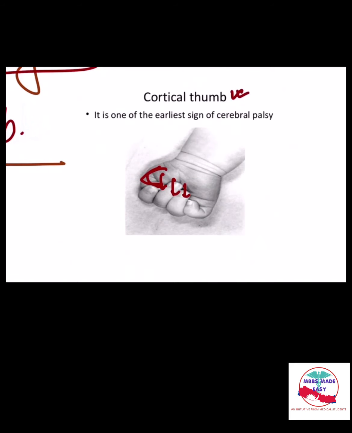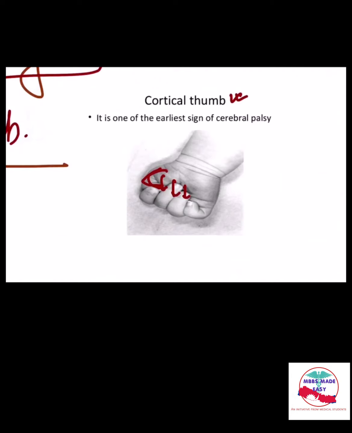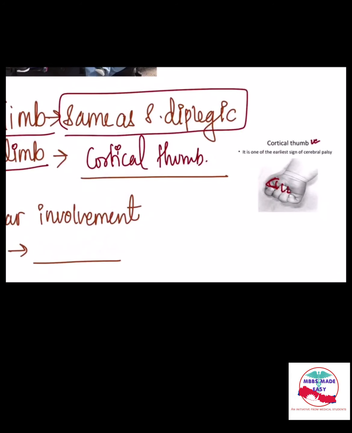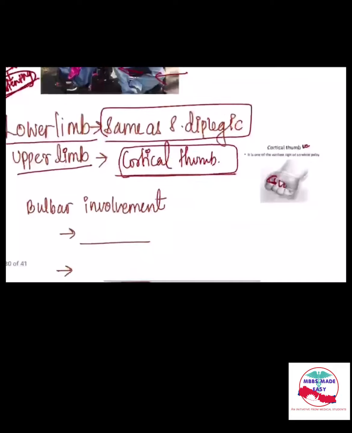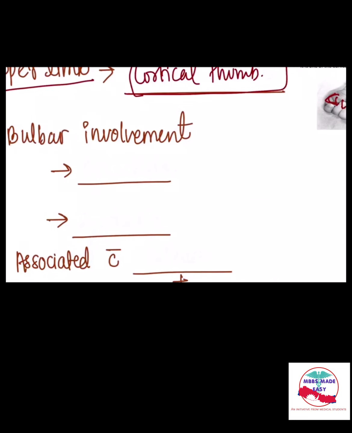It is present in almost all children, but it generally resolves normally. In cerebral palsy it is abnormally persistent, and this type of thumb is called cortical thumb. So in the upper limb there is one manifestation called cortical thumb, and as I told you, there is a most severe form. Why? Because of bulbar involvement.